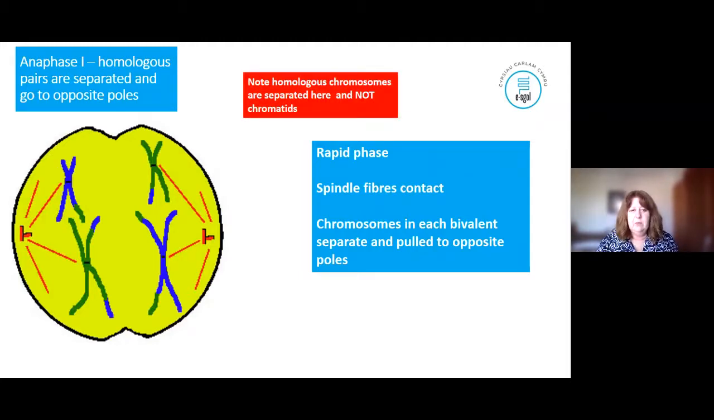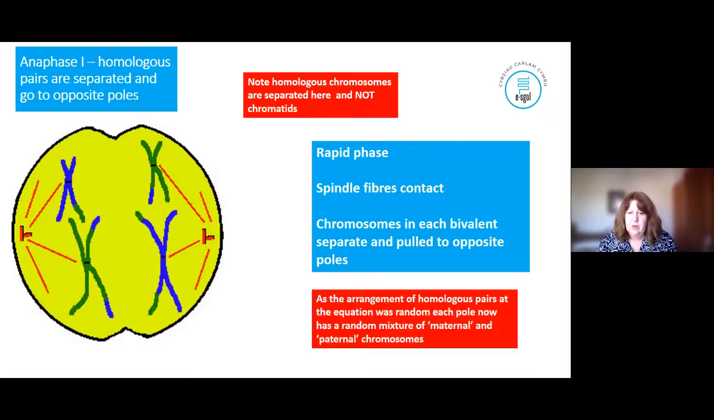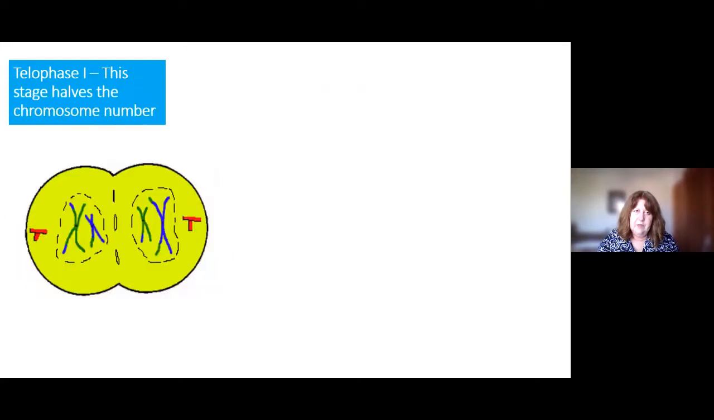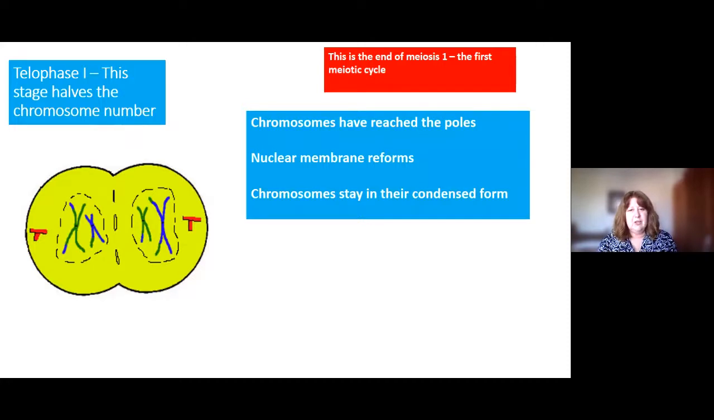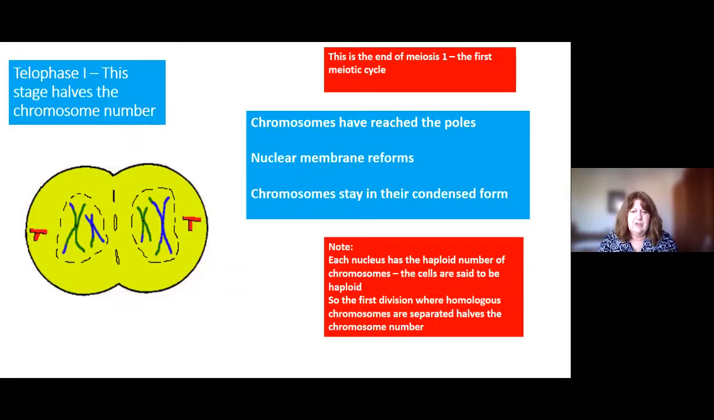So it's really important that homologous chromosomes are separated, and you know that. What we have by the end of anaphase, heading towards telophase, is a random mixture of what were originally maternal and what were originally paternal chromosomes. So we're in telophase now, the final stage in the first division. This is the end of meiosis 1, and you can see the standard things that we learnt about last week happening. The nuclear membrane is going to reform, the chromosomes have reached the pole. You can see the centrioles there.